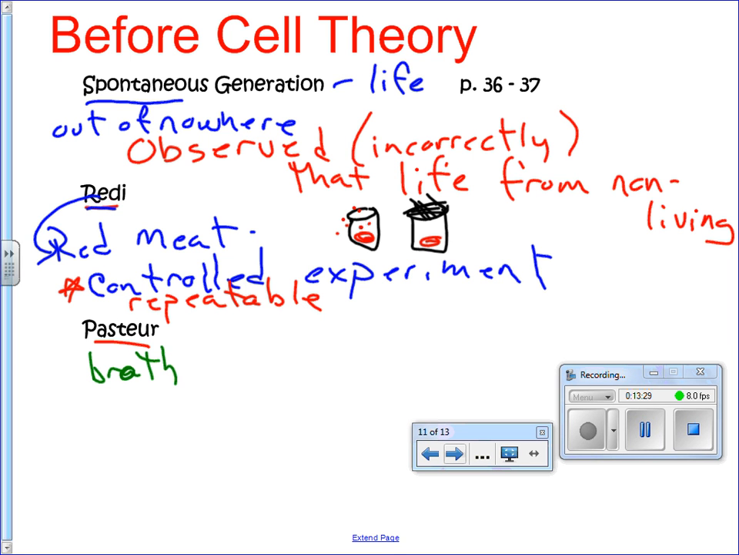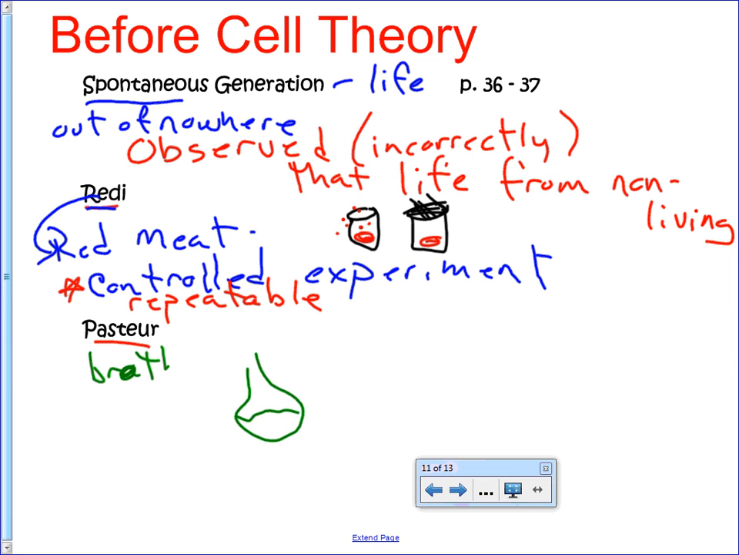So like chicken broth, and so he had these funny looking flasks, but basically if you leave your chicken broth out, it will grow disgusting, nasty mold in it, right? If you just leave it out, right? Chicken broth. Yeah, but when it goes bad, boy, does it smell bad. And so he wanted to do something similar.